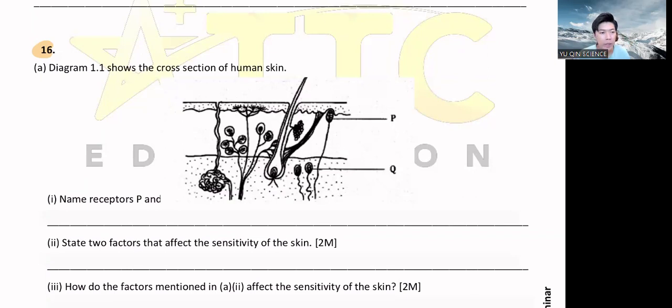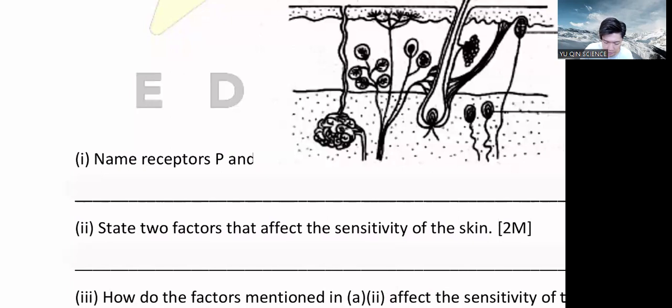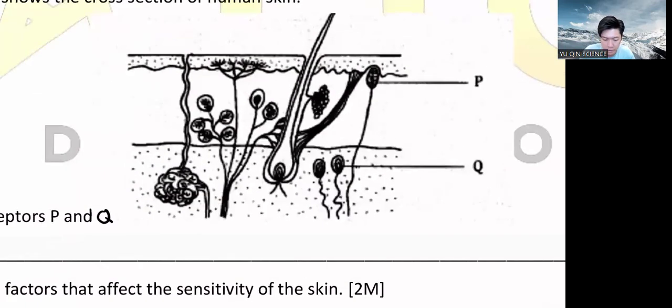Okay, good. The word is blocking. Name receptor P and Q, I guess. Yeah, P and Q. Okay, since we're here, let's talk about the labelings a bit.